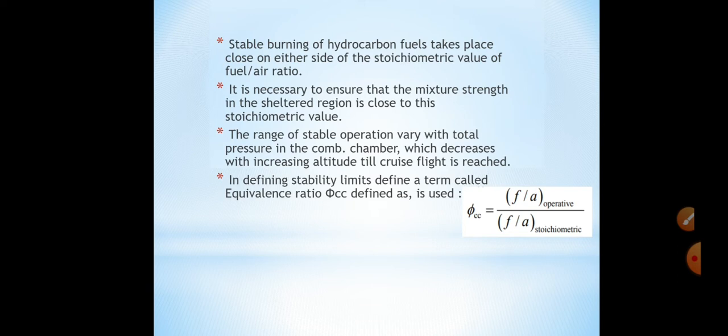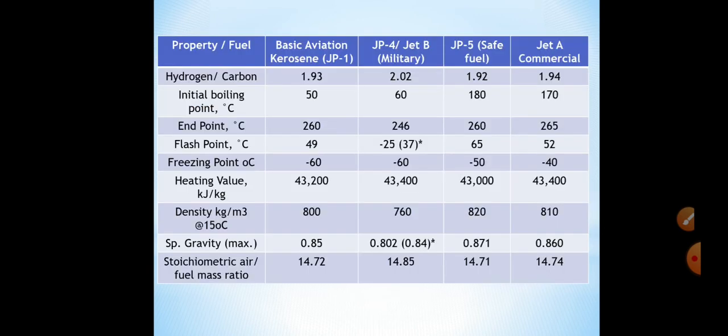The range of stable operation varies with the total pressure in the combustion chamber, which decreases with increasing altitude till cruise flight is reached. Stability limits are defined in terms of the equivalence ratio, represented by phi cc. So phi cc can be given as F by A, that is the fuel to air mixture ratio at operating conditions, to the fuel to air mixture ratio at stoichiometric conditions.